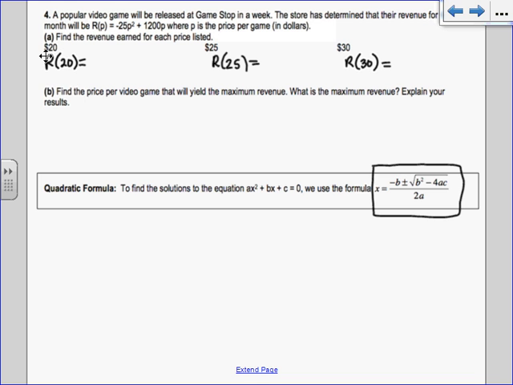On your main screen, just plug them in. So you're going to have negative 25, and you're going to do 20 squared plus 1200 times 20.